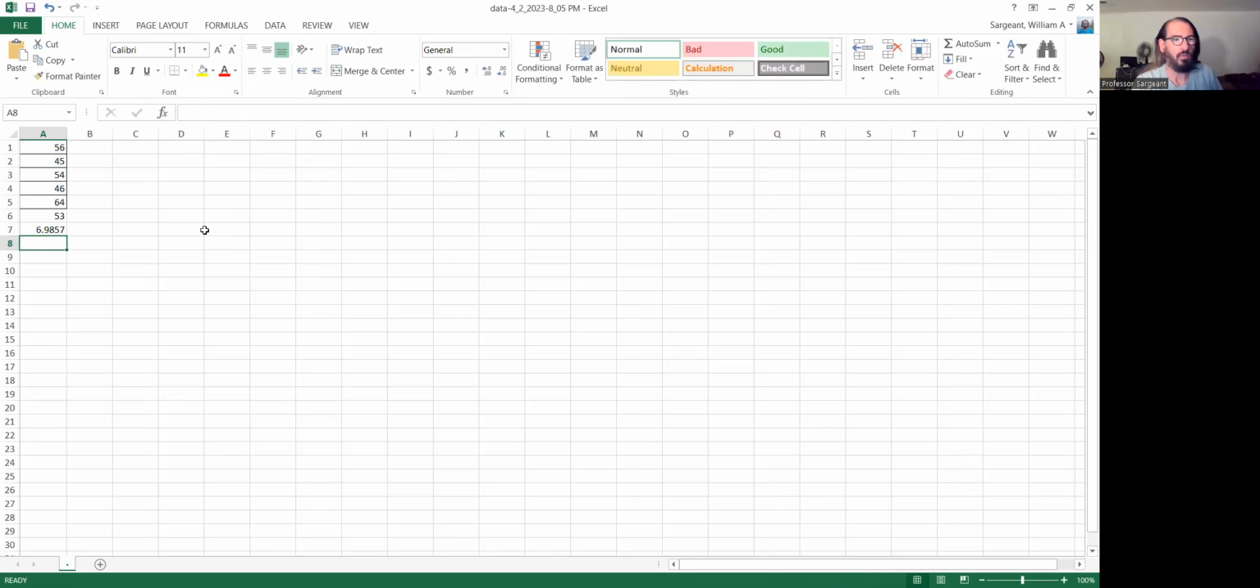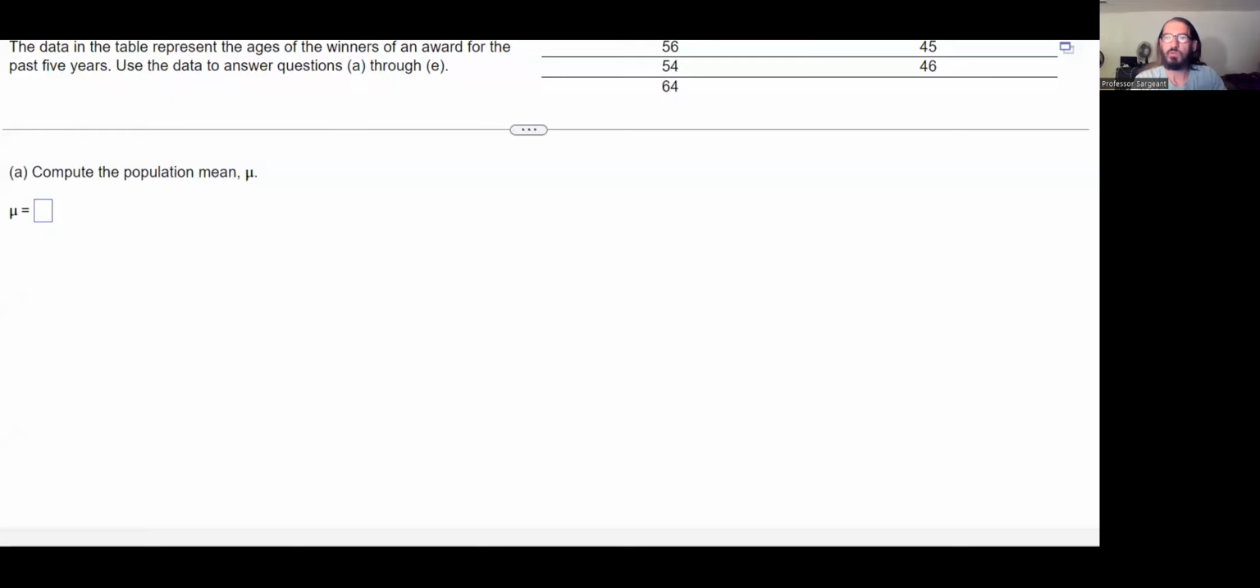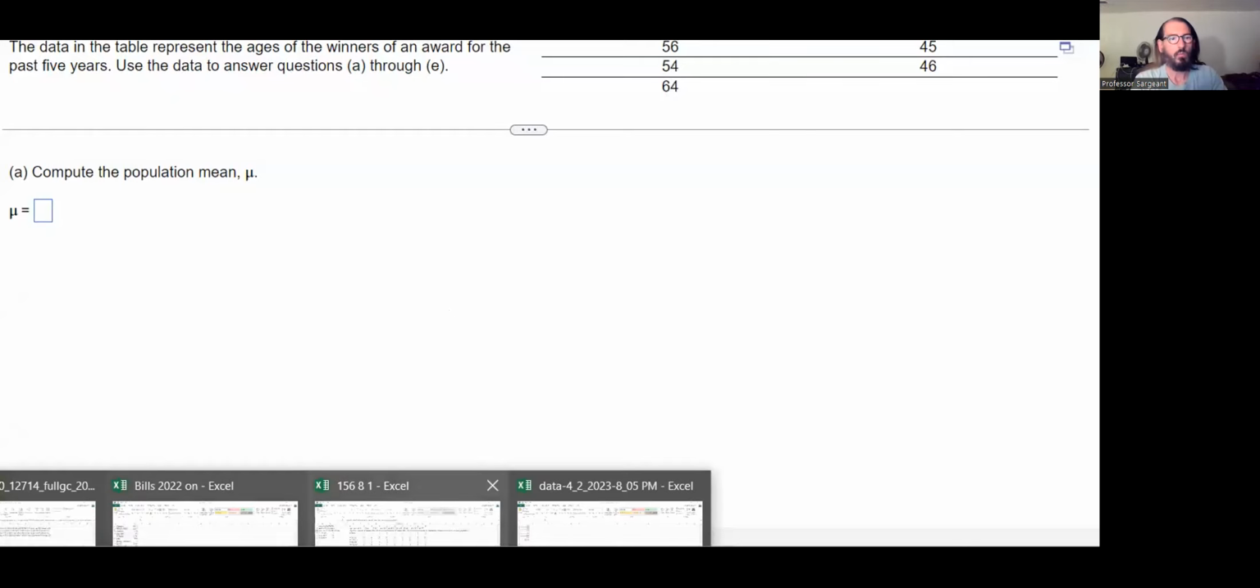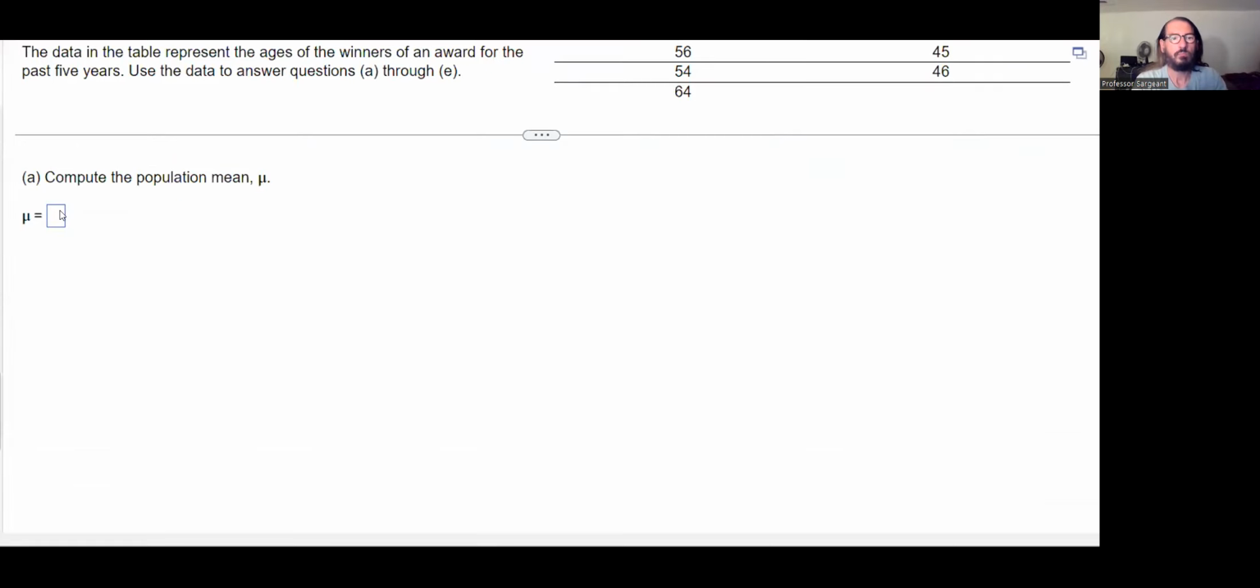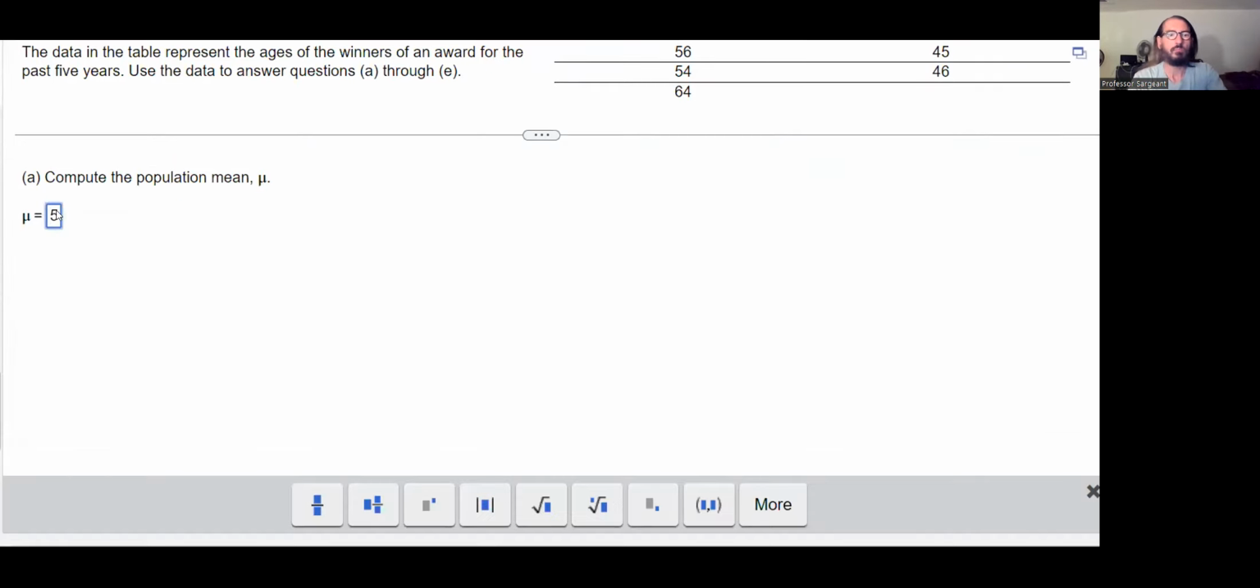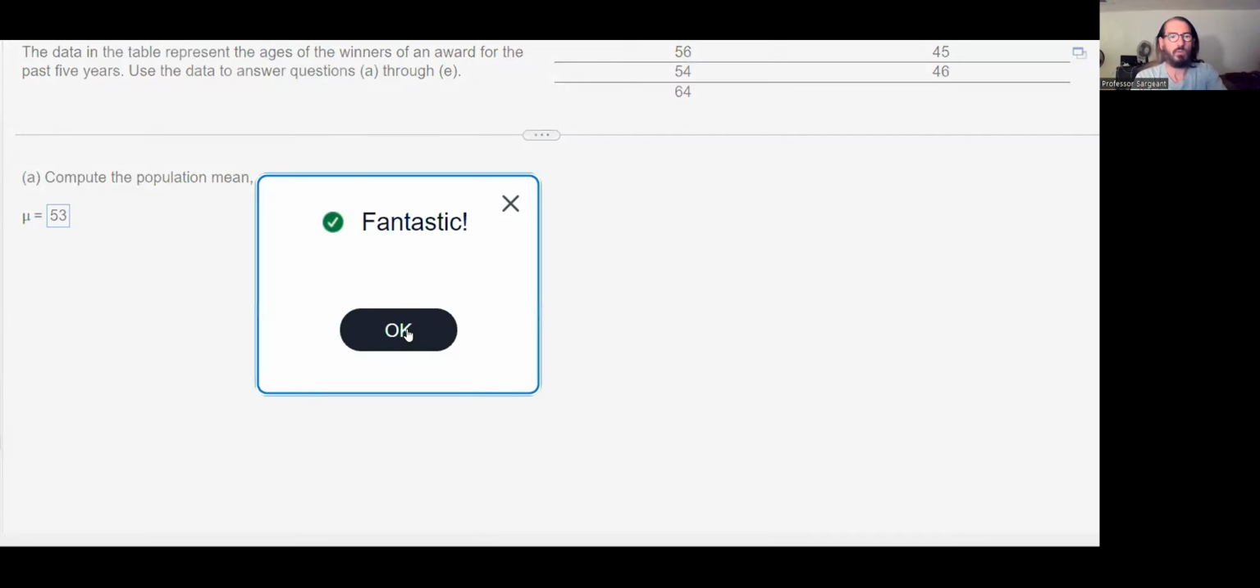And what they're telling us, I believe that's meant to be a small population of 5. Okay, they are talking about a small population of 5. We had that the mean was 53 and 6.9857 approximately. So let's see here, 53. Okay, that's good.